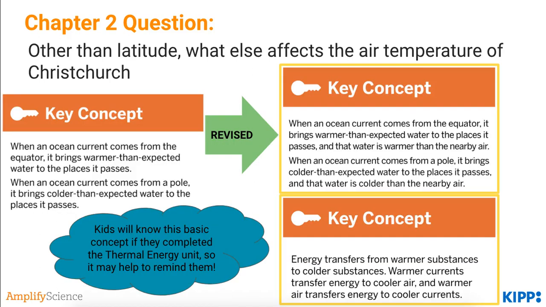So eventually they learn that when an ocean current comes from the equator, it brings warmer than expected water to the places it passes, and that water is warmer than the nearby air. When an ocean current comes from the pole, the opposite is true. Energy transfers from warmer substances to cooler substances. Warmer currents transfer energy to cooler air, and warmer air transfers energy to cooler currents. This is going to drive us through the rest of this unit.